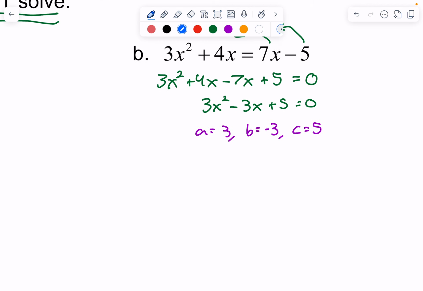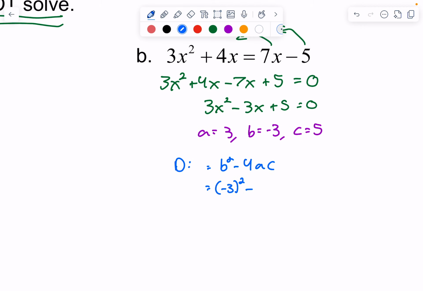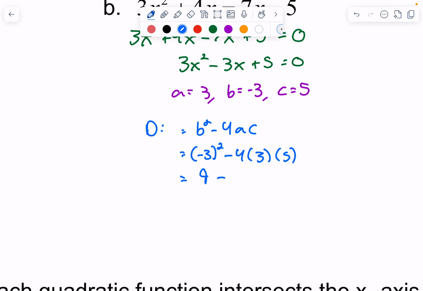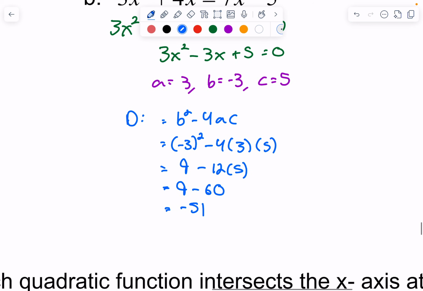Plug those into your discriminant formula. So the discriminant is equal to b squared minus 4ac. So that would be minus 3 squared, keep in mind your brackets, minus 4 times 3 times 5. So that's 9 minus 12 times 5. I'll just break that math up. Well, that's 9 minus, well, what's 12 times 5? 60. So minus 51. Well, we have a negative discriminant.